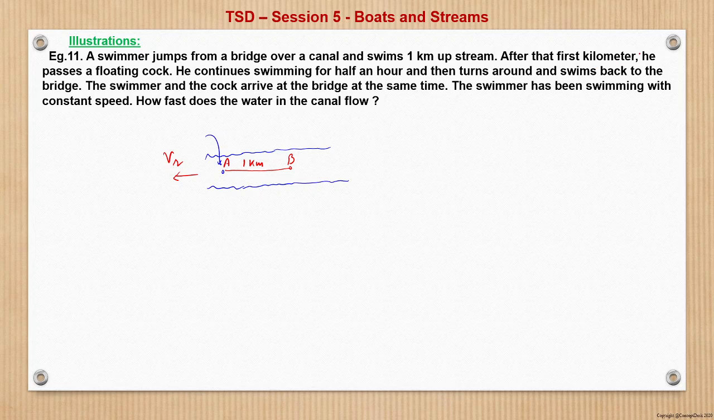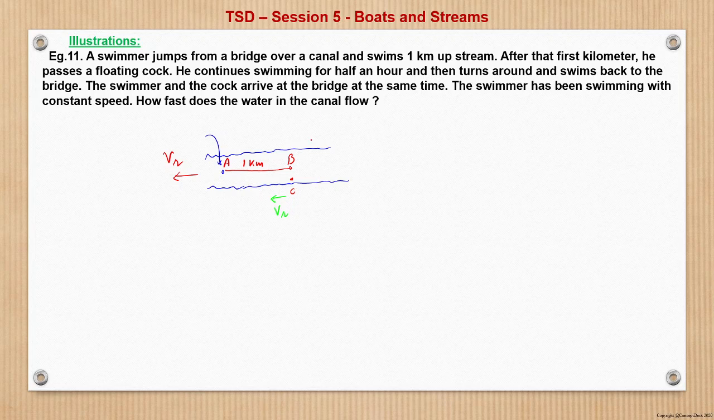After the first kilometer, he passes a floating cork. So there is a cork here, which is moving. The cork does not have a speed of its own, so it will move along with the speed of the river, in this direction. So with respect to the ground, that also will be at a speed of vr, right?